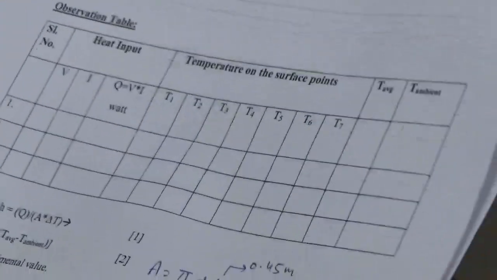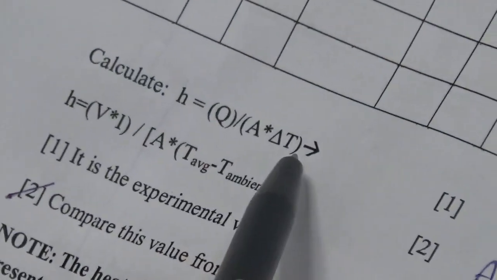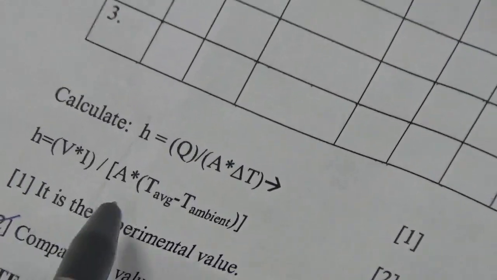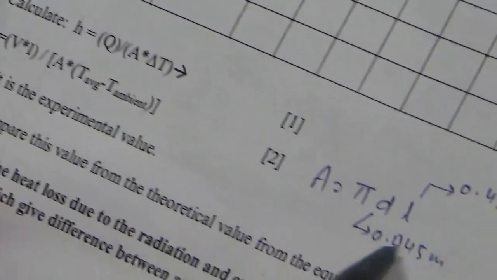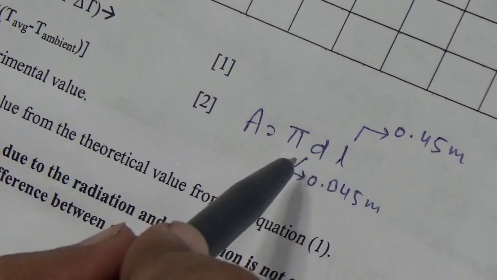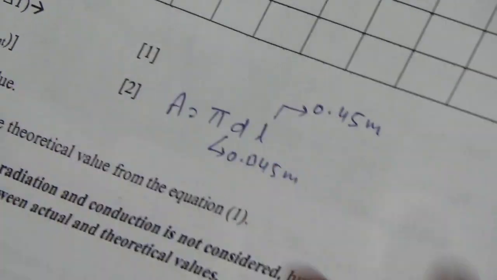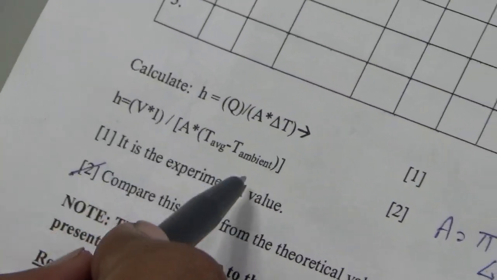Next, we have to find out the experimental heat transfer coefficient too. The heat transfer coefficient h is equal to Q/(AΔT). Q is V into I. A is the heat transfer surface area, which is πdL. d is the diameter of the tube, which is 0.045, and L is the length of the tube, which is 0.45 meter.